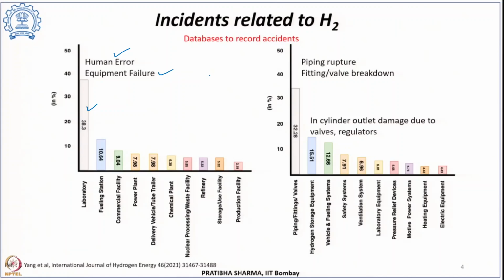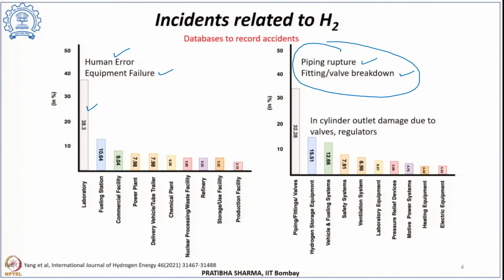What is equipment failure? Equipment failure basically means fitting of valves, pipe breakdown and pipe material rupture due to hydrogen embrittlement. This is the major concern that leads to hydrogen related incidents.